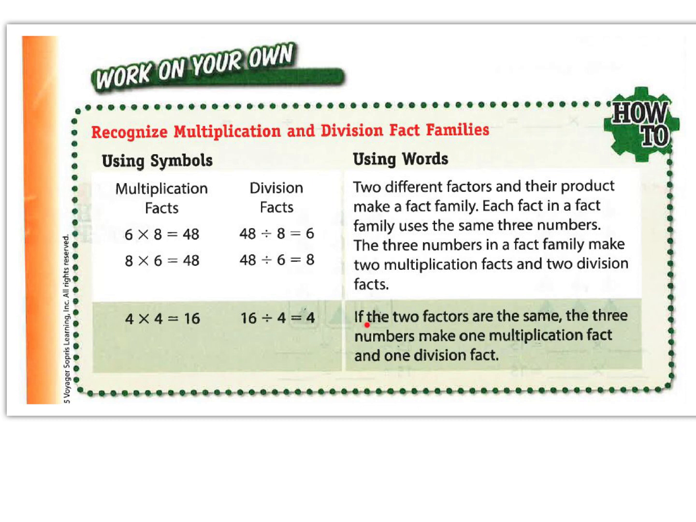But here it says if the 2 factors, so 4 and 4 are the factors, if the 2 factors are the same, the 3 numbers make 1 multiplication fact and 1 division fact. So here we have 4 times 4 equals 16. 16 divided by 4 equals 4. Because if you flip-flop the 4s, it's still the same number.